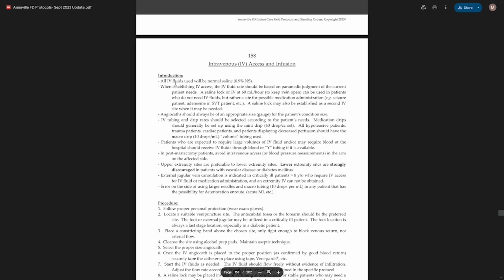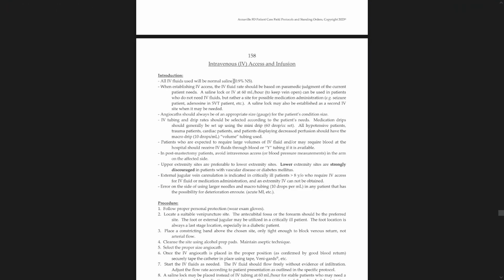For intravenous, IV access and infusion. To introduce this, all IV fluids will use normal saline. When establishing an IV access, the IV fluid should be based on the paramedic's judgment of the current patient needs. A saline lock, or IV at 60 mL per hour to keep the vein open, can be used in patients who do not need IV fluids, but rather a site for possible medication administration, such as for a seizure patient or adenosine for SVT, etc. A saline lock may also be established as a second IV site when it may be needed.